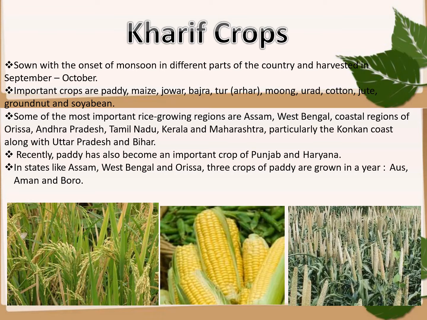Recently, paddy or rice has also become an important crop in the states of Punjab and Haryana. In states like Assam, West Bengal, Orissa, 3 crops of paddy are grown in a year. 3 rice crops: Aus, Aman and Boro.